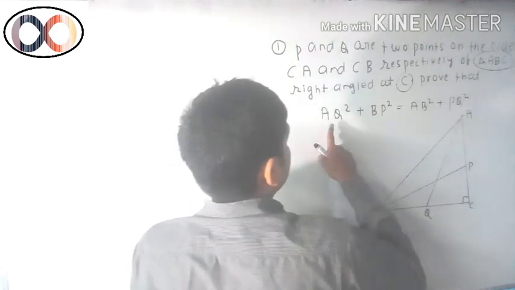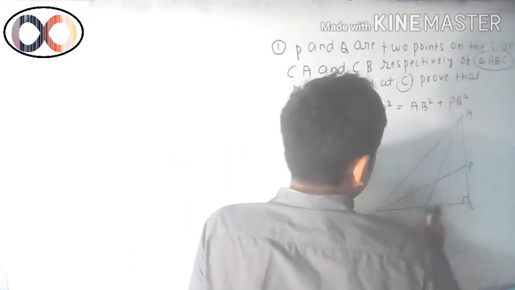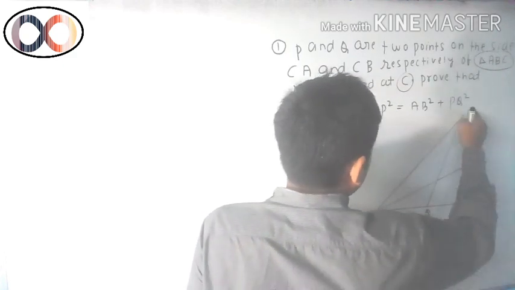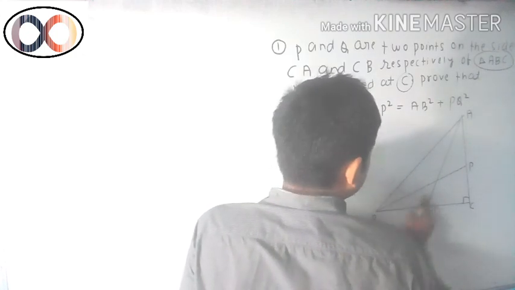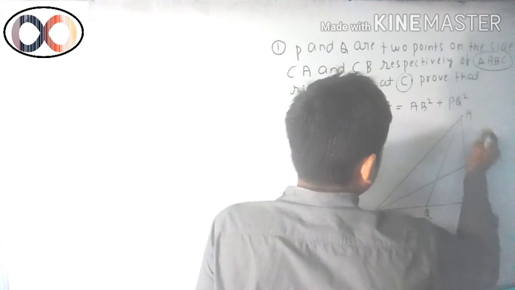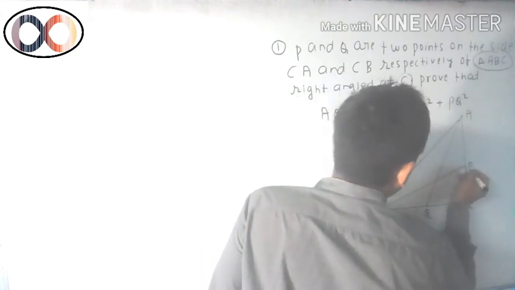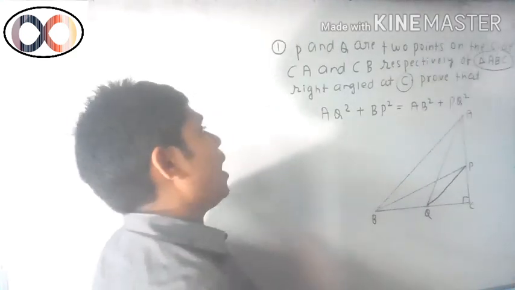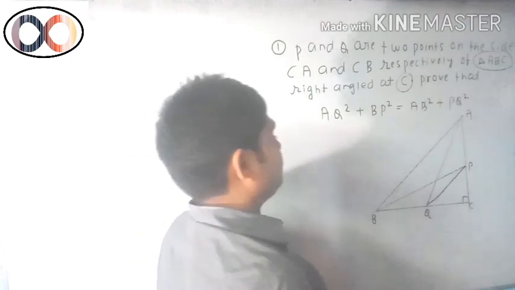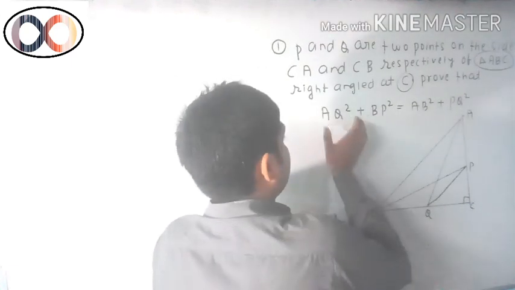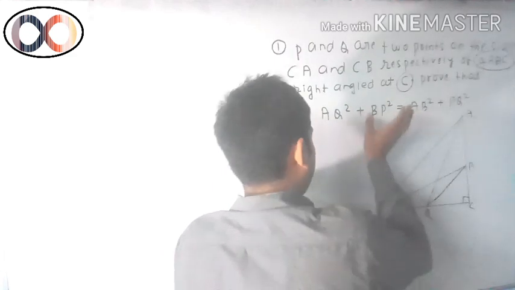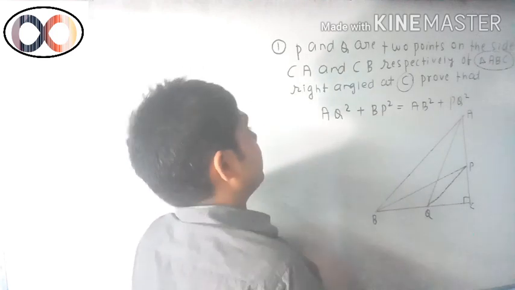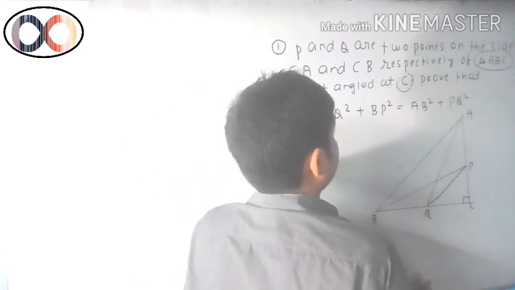So we need to prove here AQ square plus BP square equals AB square plus PQ square. We will have to join PQ. First of all, we will have to find how we will get AQ square and BP square. After that we will discuss the RHS. First of all we will take the LHS.